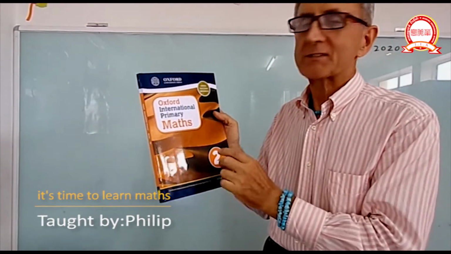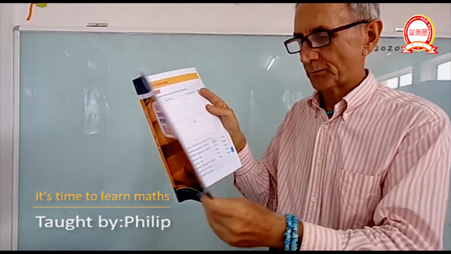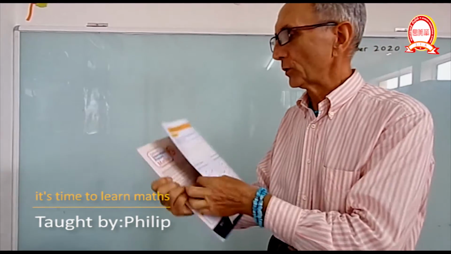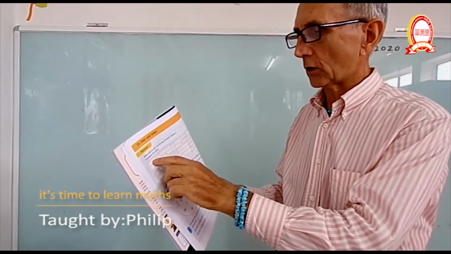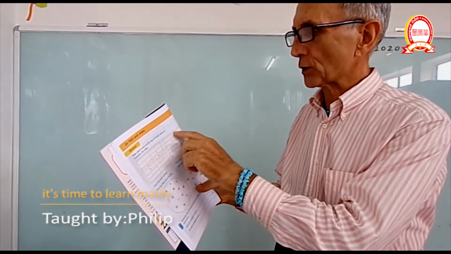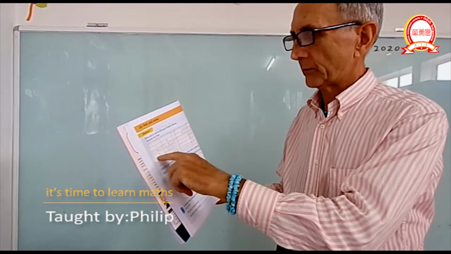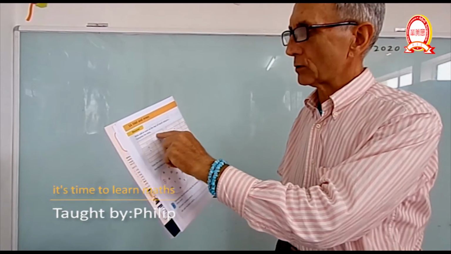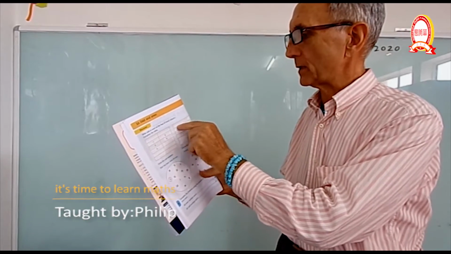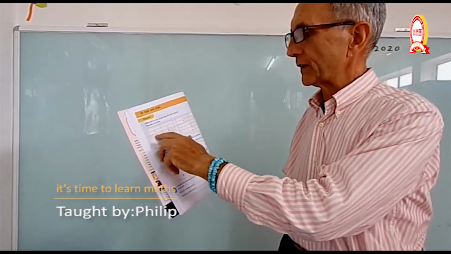Primary Maths, Grade 2, Book 2, page 12. We're looking at odd and even numbers. So you write the words odd and even in the correct place at the top of these two tables. These are the odd numbers, these are the even numbers. So you write those words here, and you do the same in these two. Then you finish the table.